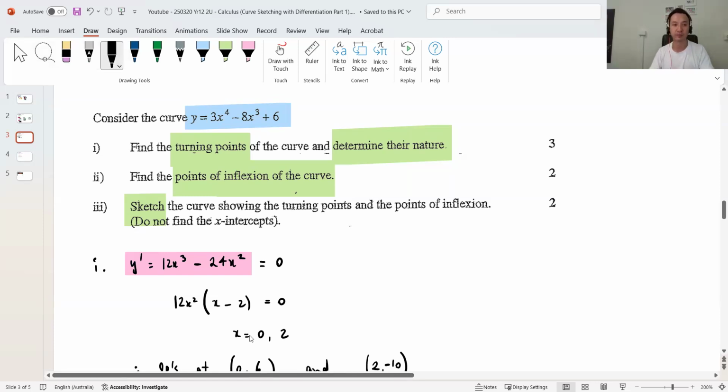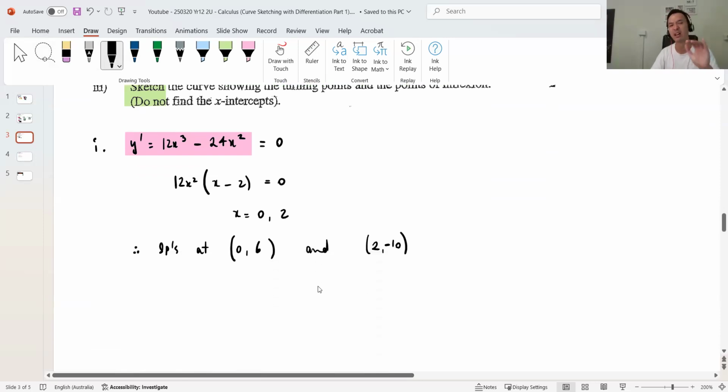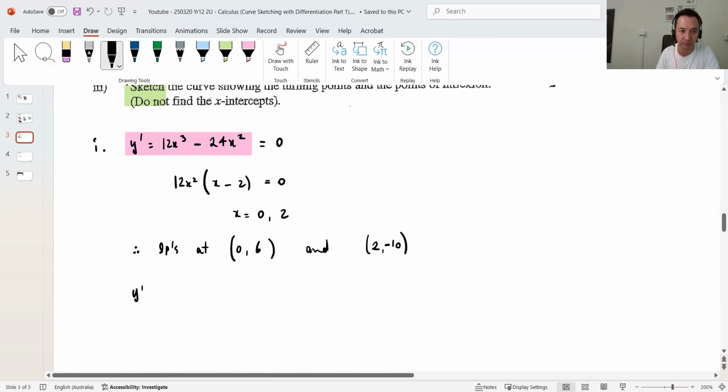Yep. Now, I need a test for max/min, right? I need to determine the nature. So once again, if it's a polynomial, I always use the second derivative. It's just quicker. So what would the second derivative be for this one?